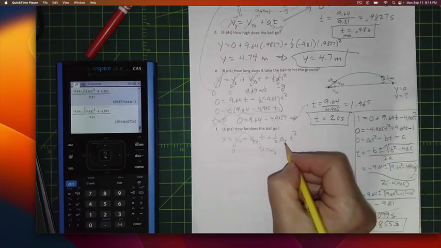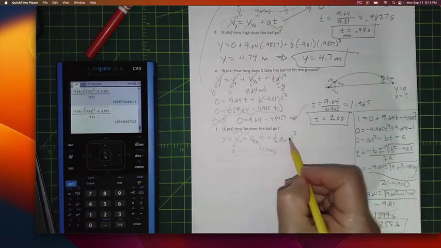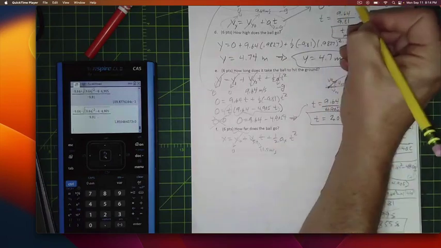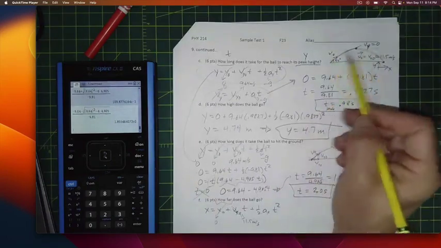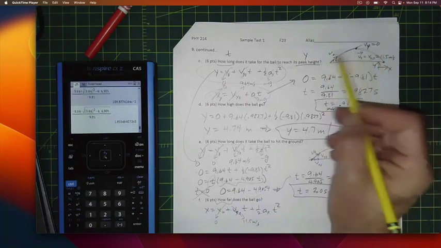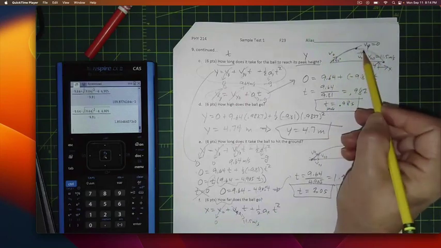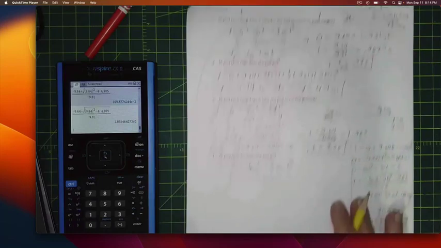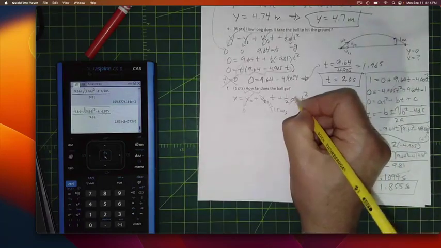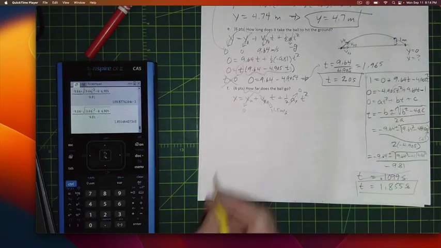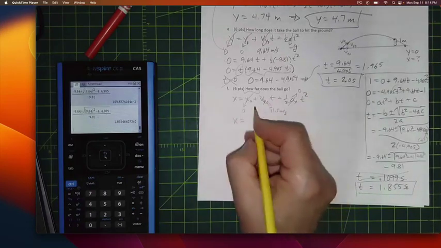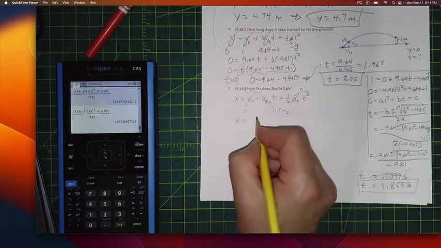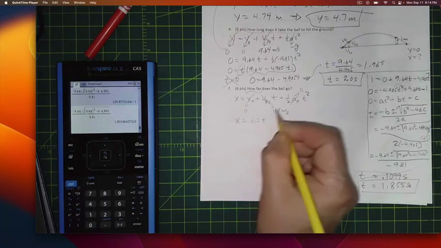A sub x: for all these projectiles, once they're in the air, there's no acceleration. There's nothing slowing them down or speeding them up in the x direction. So a sub x is always 0 for these projectiles just under the influence of gravity. So a sub x is 0. Rewriting this, we're going to just have x equals 0 plus v sub x naught, 11.5 t, plus 0.